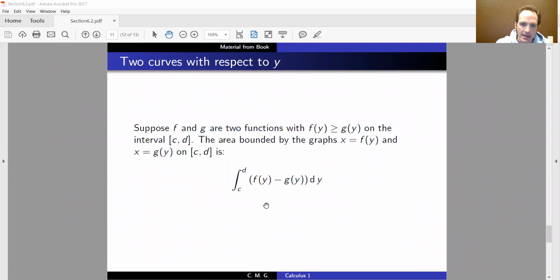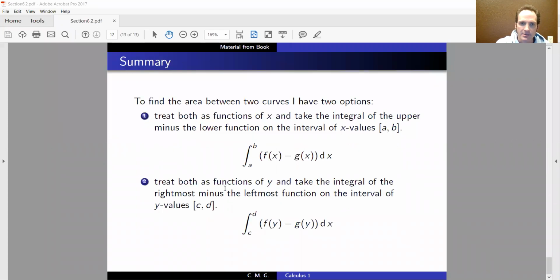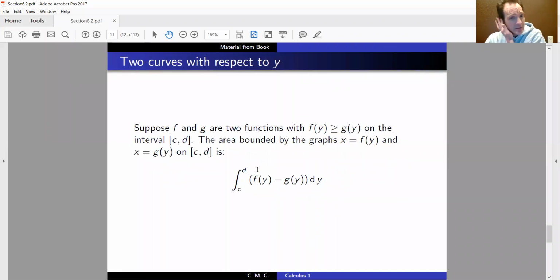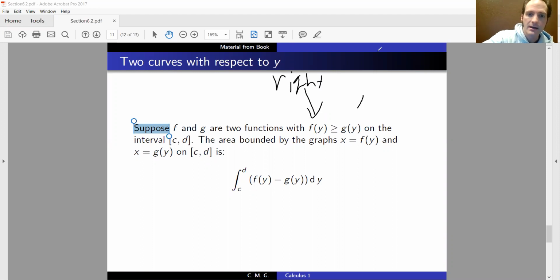So you can see we can do that with respect to y. All right. So now we can see we can integrate with respect to y. To be precise about this, I've got two functions. Again, this time I have a leftmost function and a rightmost function, the one that is bigger than the other one. So this f of y is the right function. The g of y is the leftmost function.